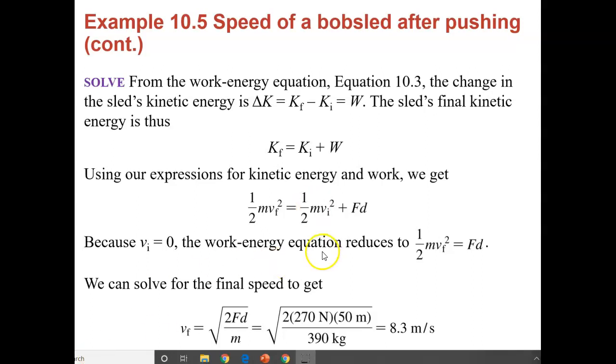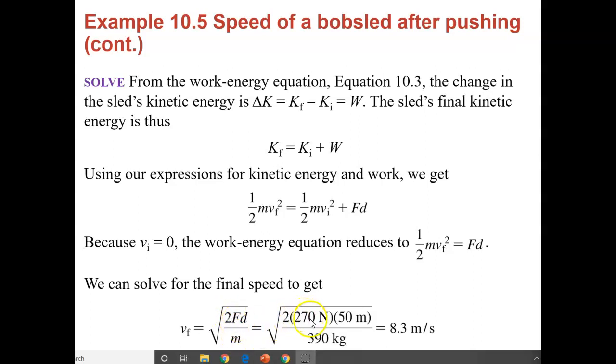Okay, so you have an initial velocity of 0, so we have no initial kinetic energy. So for this particular problem, it boils down to 1/2 mv squared is equal to force times distance. Because we're looking for final speed here, we're going to multiply both sides by 2, so you get 2Fd equals mv final squared, and divide both sides by m, and you're going to get down here: Vf is equal to the square root of 2 times force times distance divided by mass.